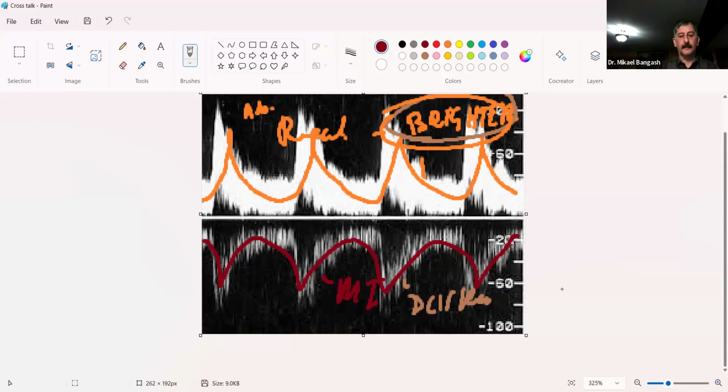Did you guys get that? Right. So the one of the two which is going to appear brighter is going to be the real one. The one that's going to be darker is the artifact. And here, we call the artifact crosstalk.